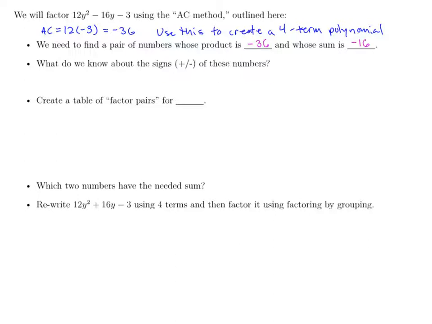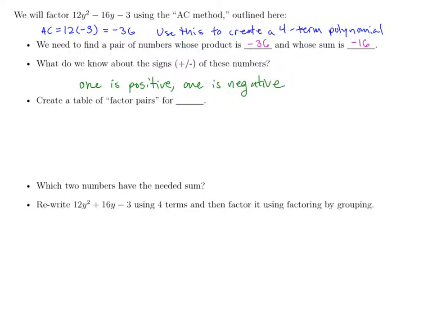We're then asked, what do we know about the signs of these numbers? If the product is negative, then we know that one of the numbers must be negative and one must be positive. The sum being negative tells us that the one with the larger absolute value will be the negative one. So, in short, what do we know about the signs? One is positive and one is negative. This will be helpful when creating our table of factor pairs.